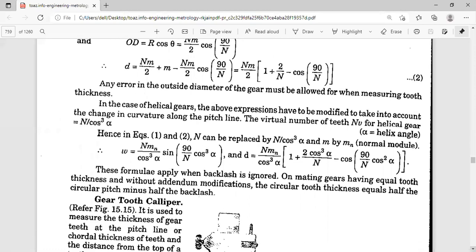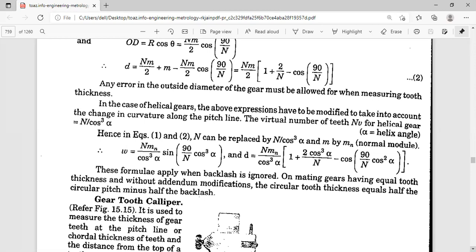Here, for this formula, I already told you, we are not considering the backlash. On mating gears, that is the pinion and the gear, which have equal tooth thickness and no addendum modifications, the circular tooth thickness will be equal to half of the circular pitch. Half of the circular pitch.